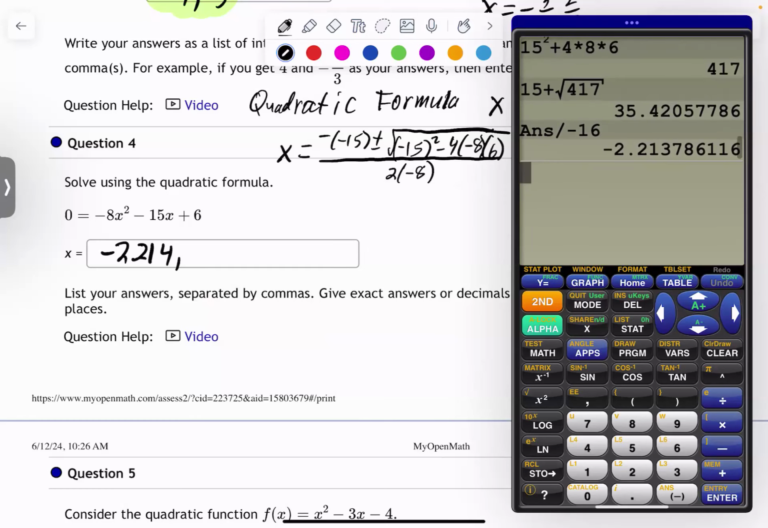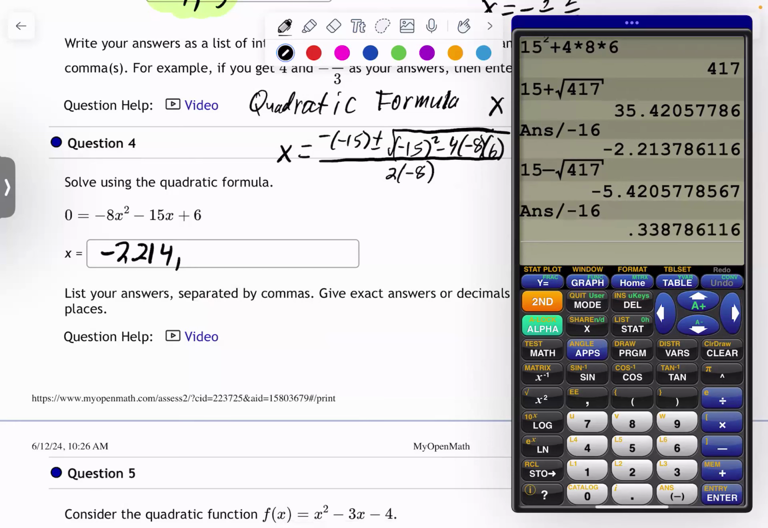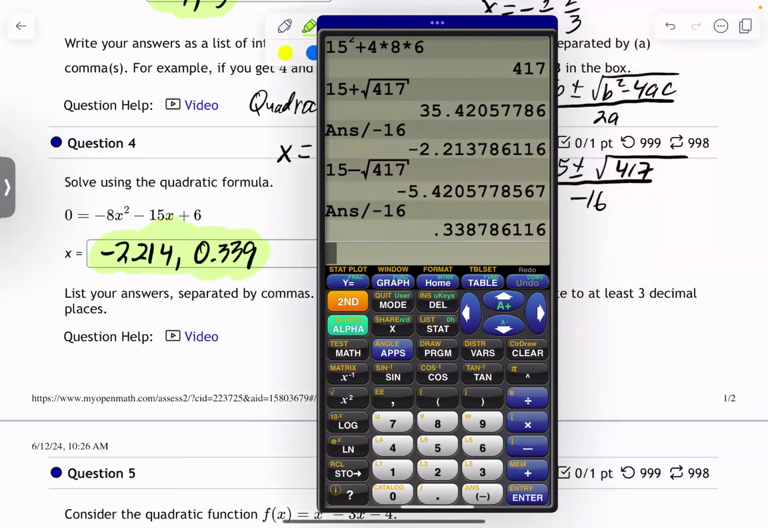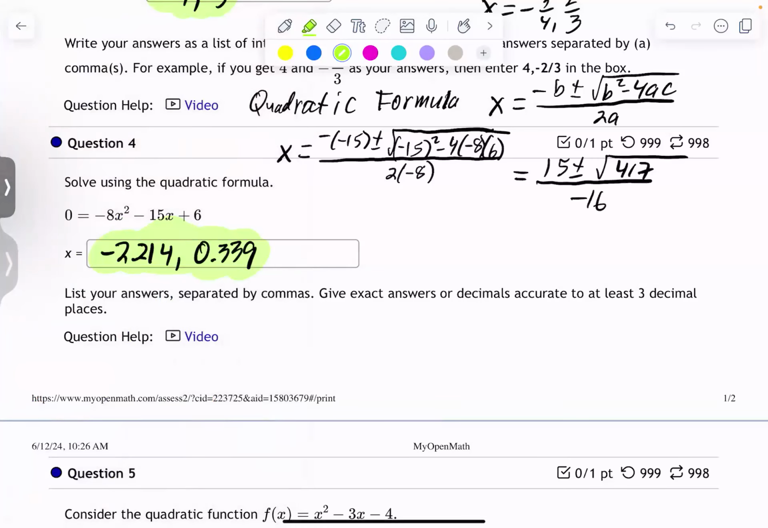Let's do the same thing, except now it's minus, divided by negative 16. Oh, I did 16. Yeah, 16. So I'm getting a positive 0.339. And it says at least 3 decimal places, so that's where we should end up with that. Not too bad, I'm hoping.